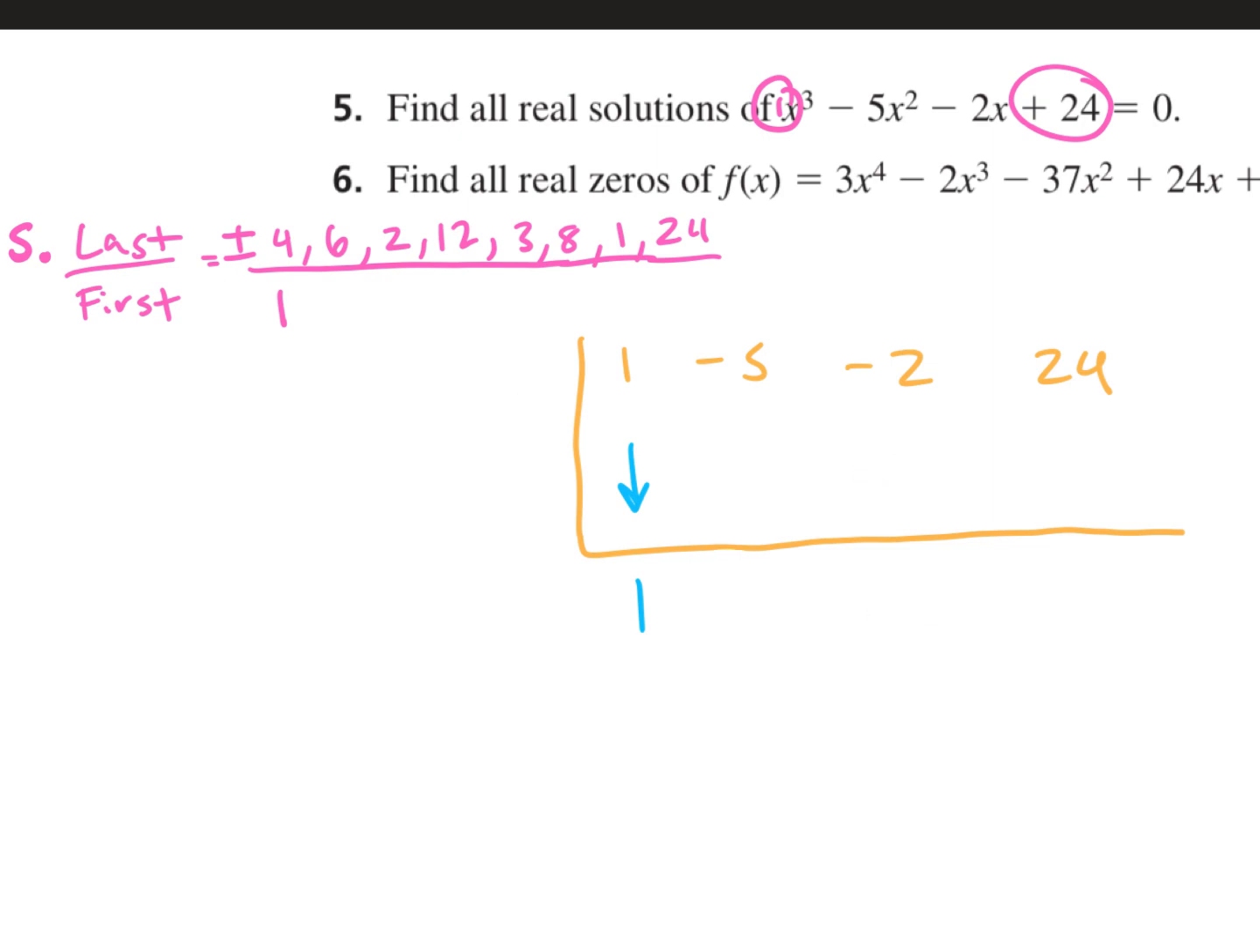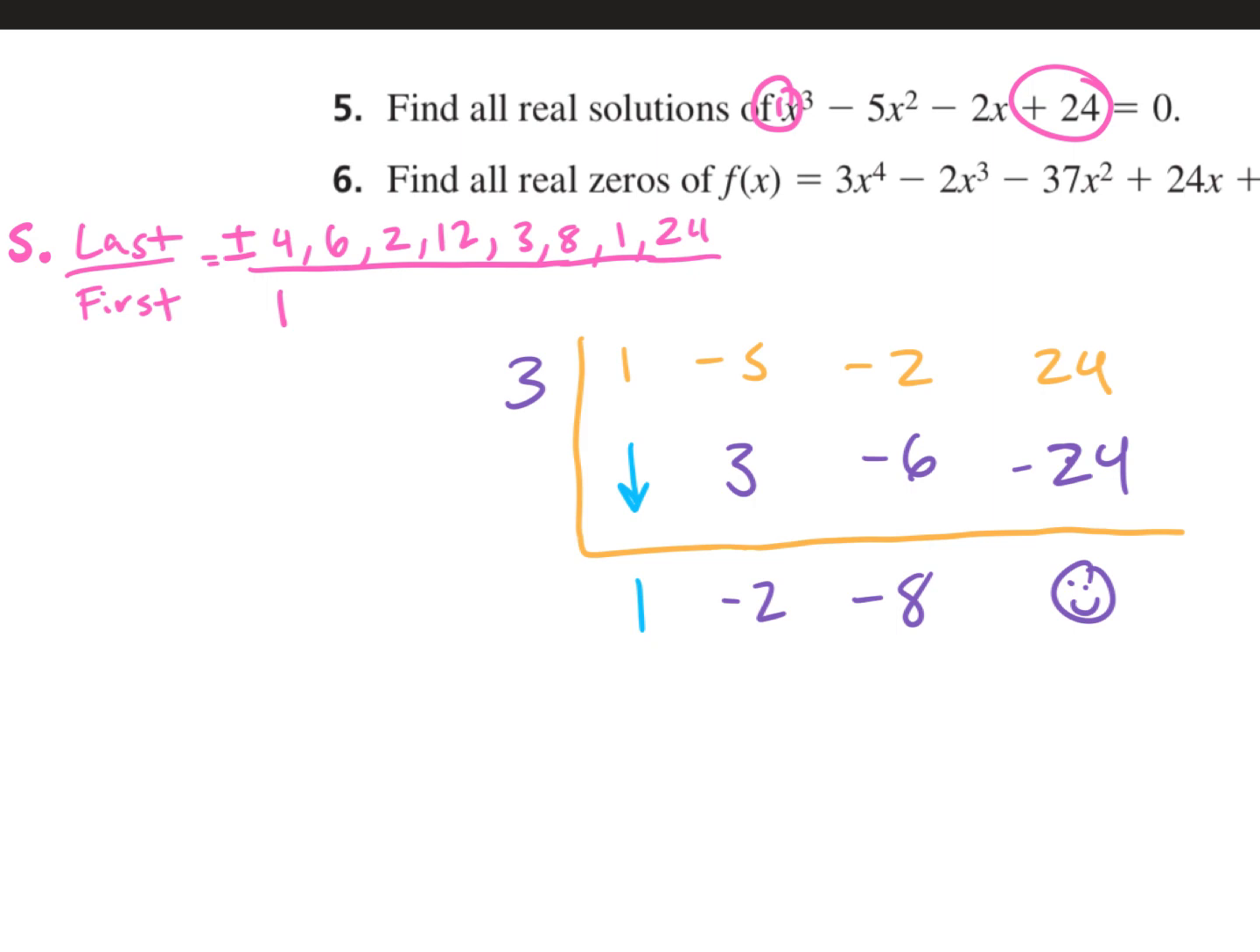What do you want to try next? 6. Multiply, add. We get 1, multiply, add, multiply. Does 6 work? No, because this would be 48. I thought it was 24 last week for a second. Then I just looked deeper. Let's try 3. So 3, we add, we get negative 2, multiply, add, multiply. Does 3 work? Yes. Our remainder is 0, so 3 works.